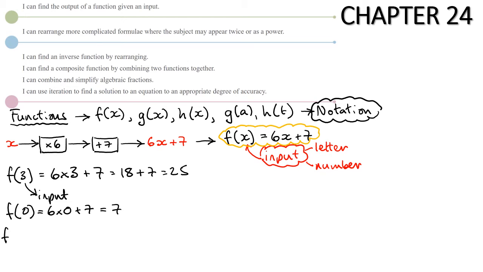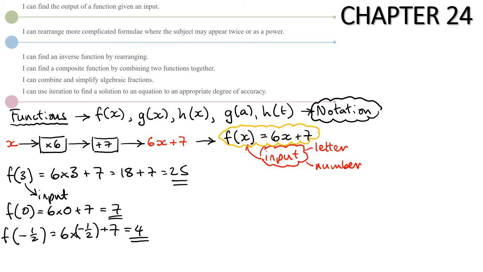Or it could even be negative or a decimal. Let's say it was negative a half. So that'd be 6 times negative a half, which is minus 3, plus 7 would give me 4. Yeah, so we're doing things to this function, we're putting different things in.